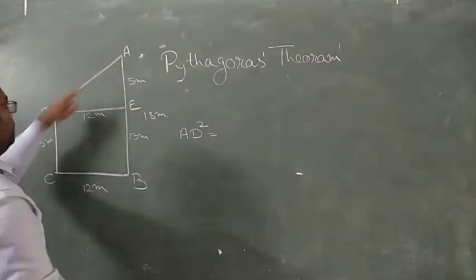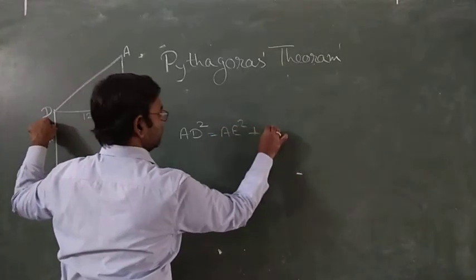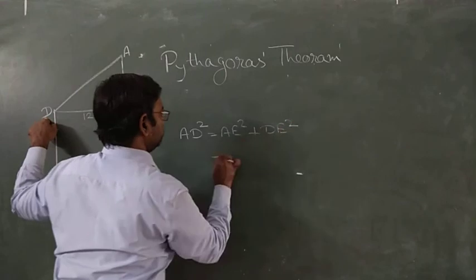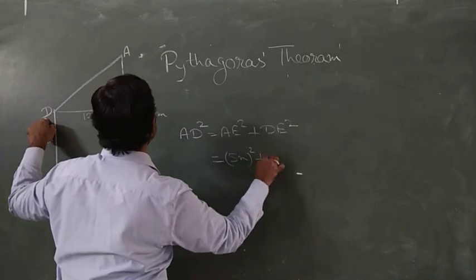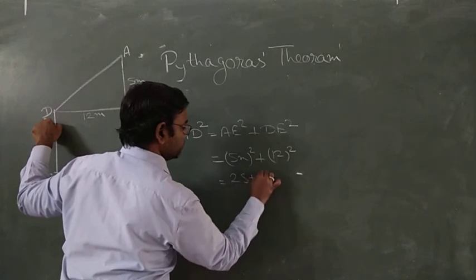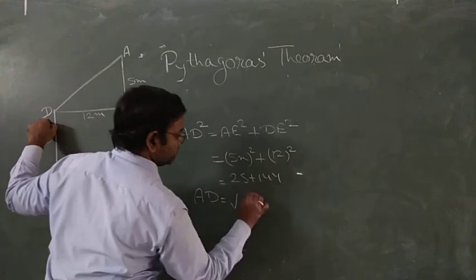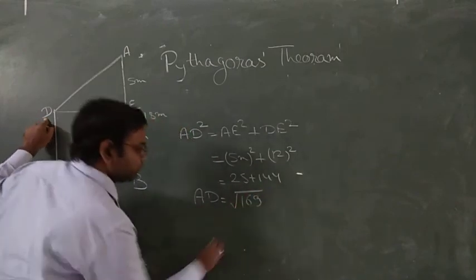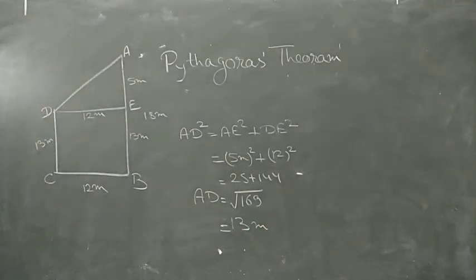By using Pythagoras theorem, AD square equals to AE square plus DE square. Clear? AE, it's 5 meter square plus 12 meter square. It's 25 plus 144. So AD equals to under root, what is this one? It's 169. I missed the step. It's 13 meter. This is your AD. So likewise, we can use Pythagoras theorem in our daily life. In this case, this is a practical problem.